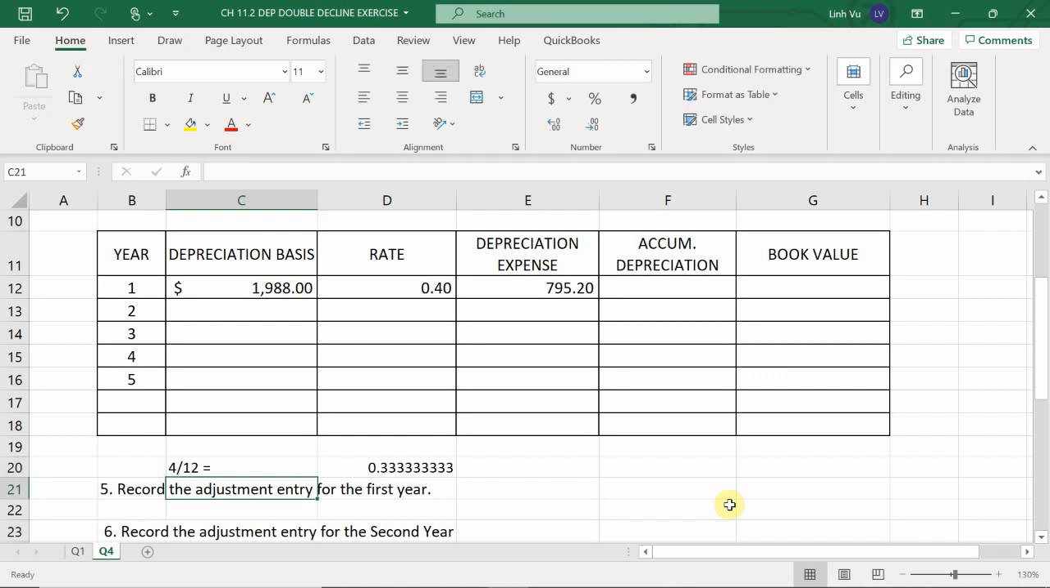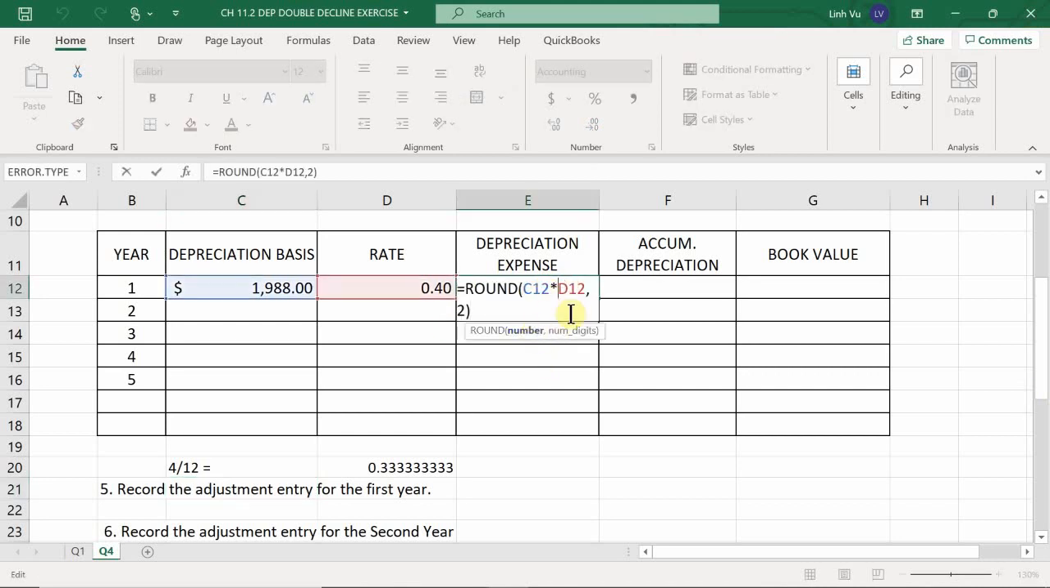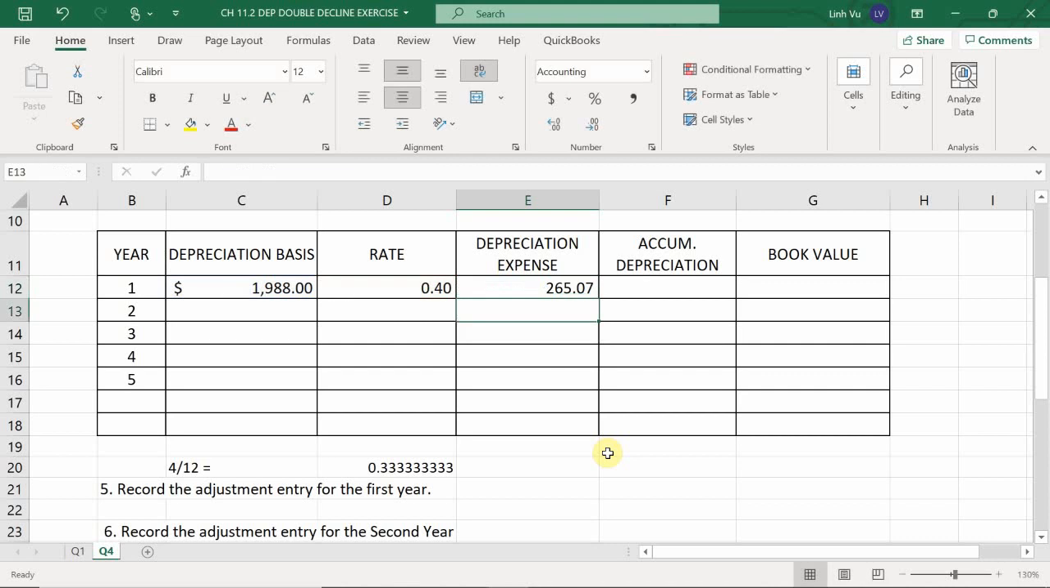Okay. So in this case, I have to take my depreciation expense and figure out how much it's going to be if my asset is only 4 months old. So in this case, I'm going to take my 795.20, and I'm just going to divide that whole entire thing by 3, or what I can do here is multiply by 4 divided by 12. Okay? If this is kind of difficult for you to understand, you could do it this way too.